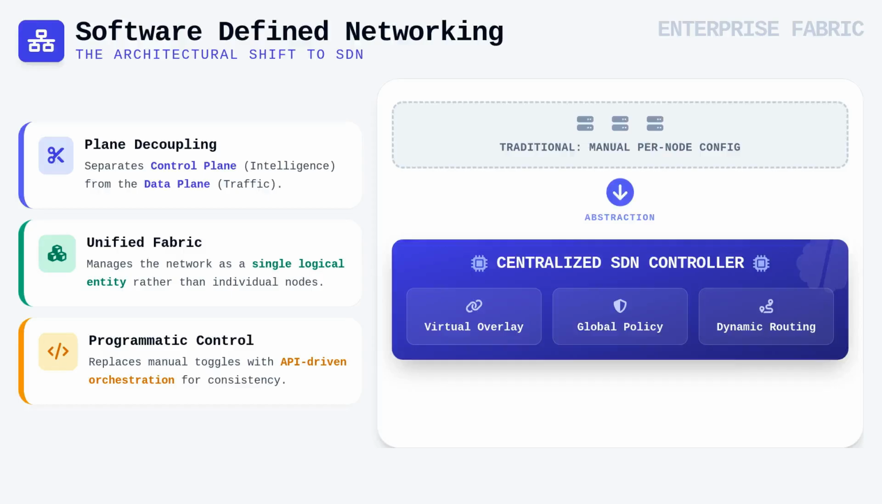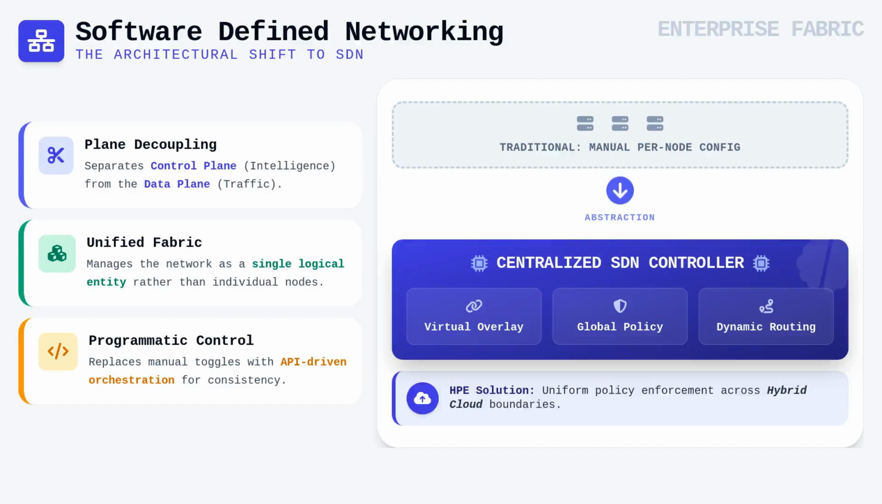This is not merely an automation exercise. It is an architectural decision to enforce consistency across physical and virtual boundaries. HPE solutions leverage this paradigm to provide deep visibility into the flow of traffic, ensuring that policy enforcement remains uniform even when workloads migrate between on-premises servers and public cloud instances. When you architect for this shift, you are essentially defining the network's behavior through programmatic interfaces rather than physical toggles.